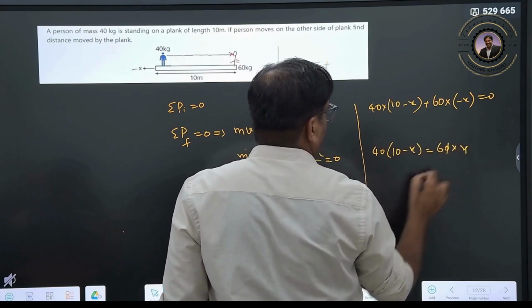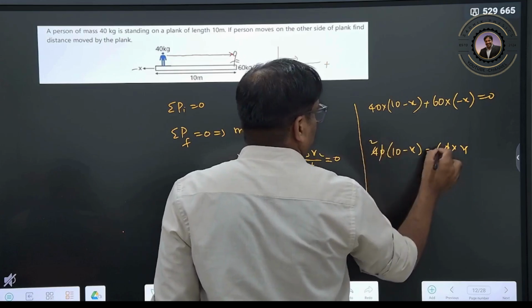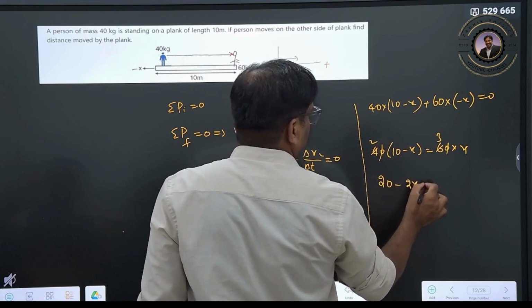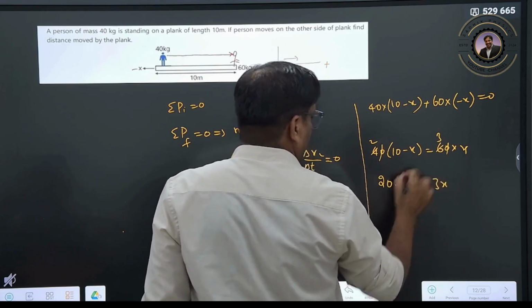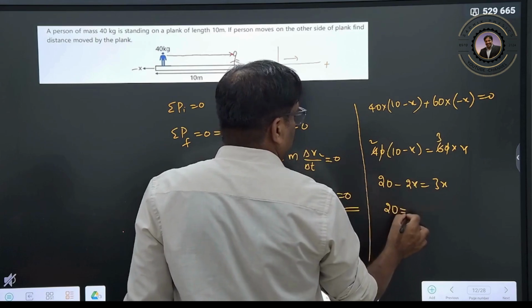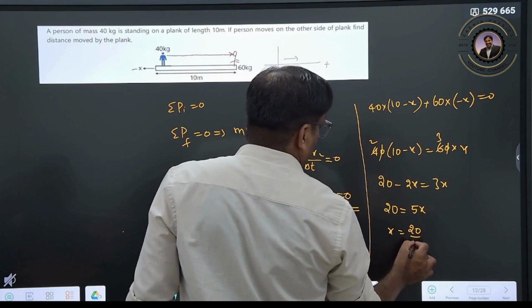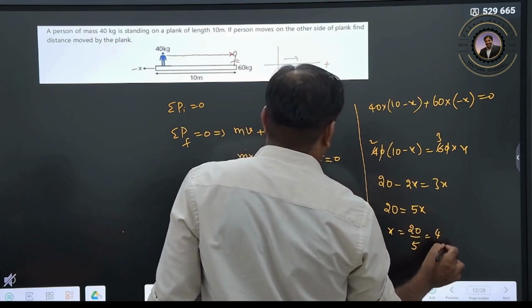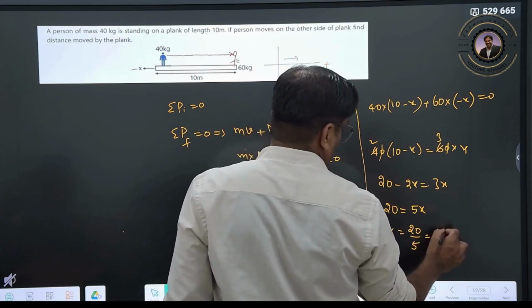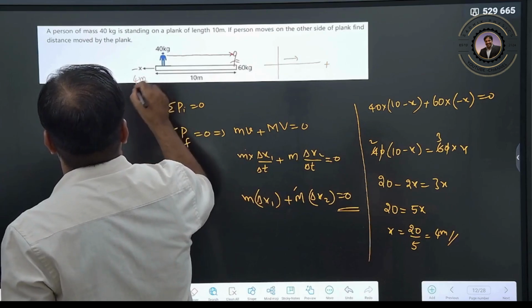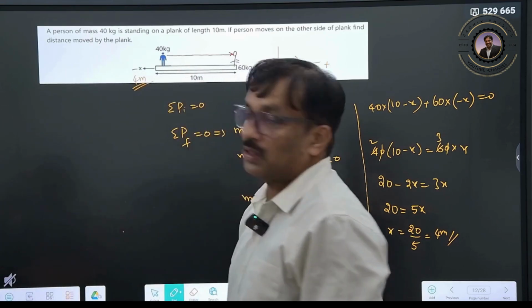Therefore cancel out, this is 2, this is 3. So, multiplying, 20 minus 2x is equal to 3x. Therefore, taken here, 20 is equal to 5x. So, x is equal to 20 divided by 5, therefore 4 meters. This is going back, therefore how much now? 4 meters it is going back.